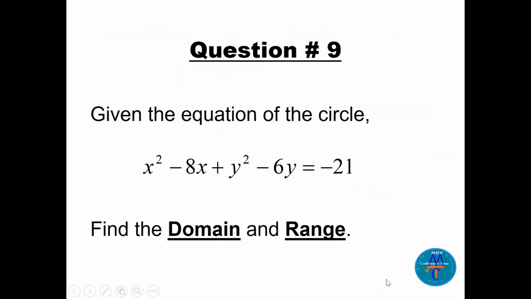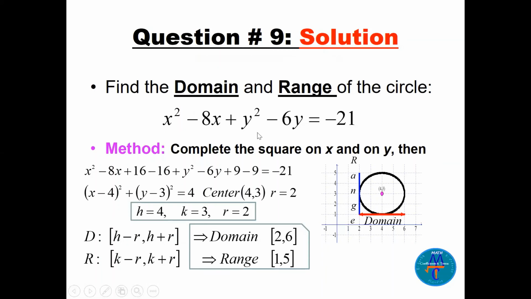Number 9, given the equation of a circle. Now we come back to the circle. Find the domain and range. So circles, guys, are lecture 20, if you want to go and review. You have to complete the square on the x, complete the square on the y. When you complete the square, the coefficient of y squared and x squared should be 1. If it is not 1, we make it 1.